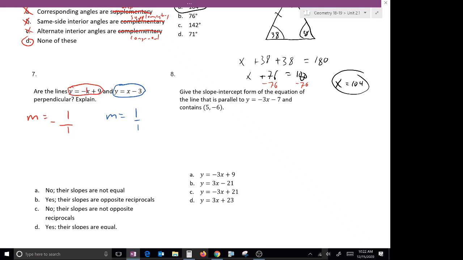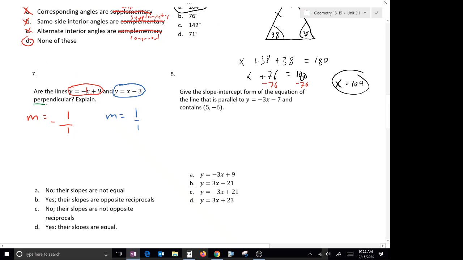So remember, perpendicular means opposite reciprocals. So are they opposite slopes? Yep. Got a negative here and then a positive slope, so it's opposite. Are they reciprocals? Meaning, if you flip the fraction upside down, do you get the other one? And 1 over 1 flipped upside down is still 1 over 1. So yes, they are perpendicular. They are opposite reciprocals.